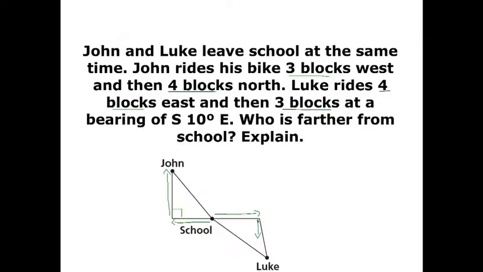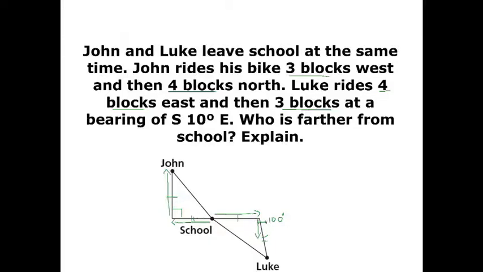So instead of going 90 degrees here, he's gone 90 plus 10 more. That means that this angle right here is a 100-degree angle, not a 90-degree angle. So he's got 100 degrees for his angle versus the 90 degrees that John had. Now everything else about them is the same. Luke went 4 blocks east compared to John's 4 blocks north, and Luke went 3 blocks 10 degrees east of south, while John went 3 blocks west. So those two lengths are the same, and then I'm looking at the angles between them.